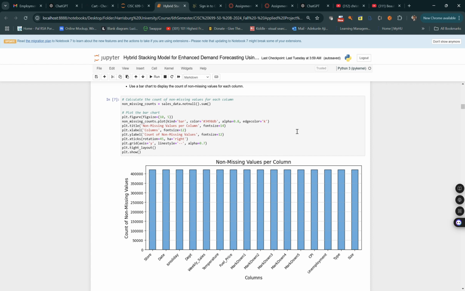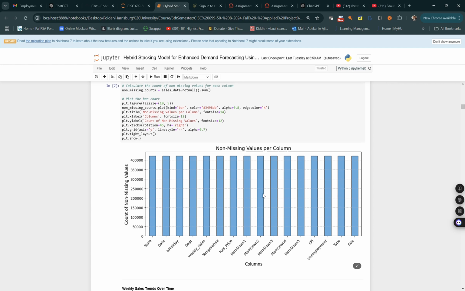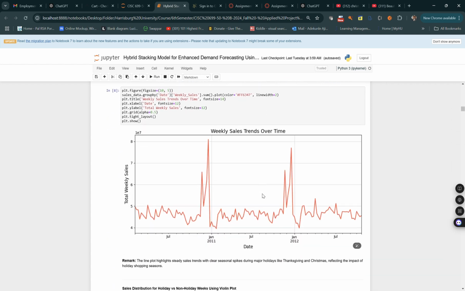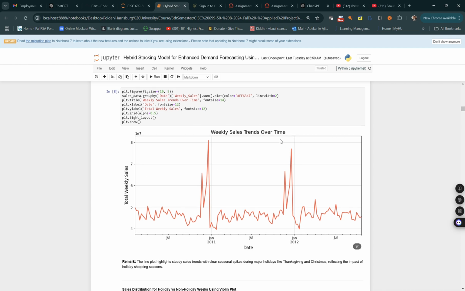The data from Kaggle was cleaned. It was stated that there was no missing data. So here is the graph to confirm that there were actually no missing values. And here is the weekly sales trend over time.